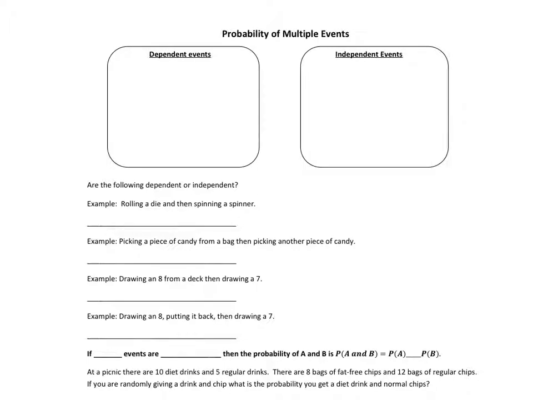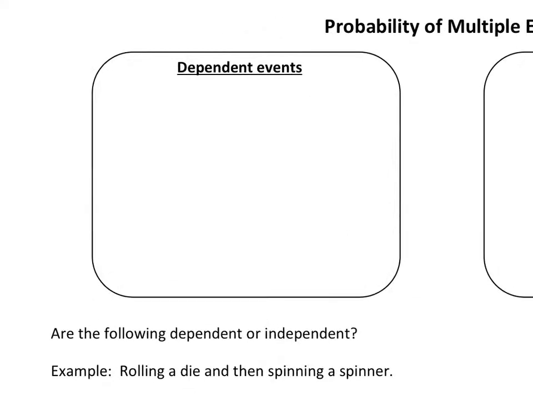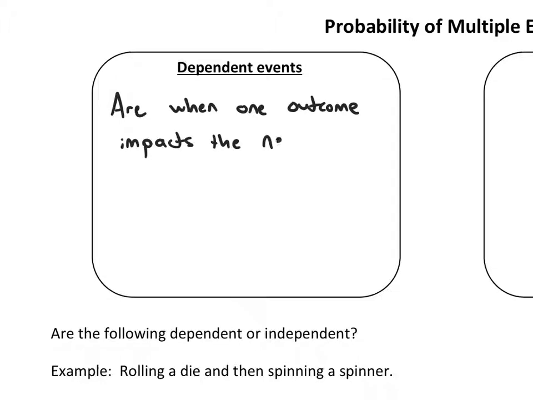Hello, here we're going to continue our look at probability and start to look at probability of multiple events. So there's two types of events. There's dependent events and independent events. Dependent events are when one outcome impacts the next. And we'll see some examples down below.